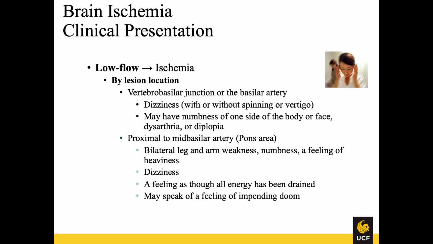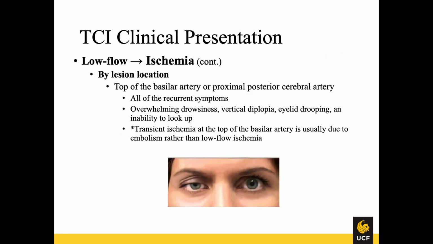And I've already gone over some of this when we looked at the diagrams just a minute ago, but this is basically a review of that, and some people learn a little bit better by seeing it on a slide rather than looking at it in a picture. Top of the basilar artery or proximal posterior cerebral artery, all of the recurrent symptoms, overwhelming drowsiness, vertical diplopia, eyelid drooping or ptosis or an inability to look up, and transient ischemia at the top of the basilar artery is usually due to an embolism rather than a low flow event.